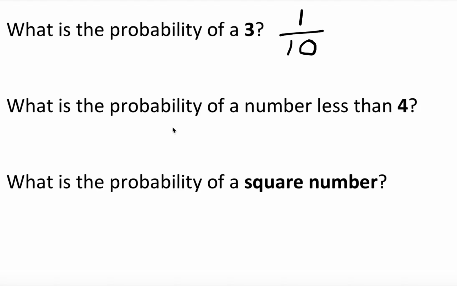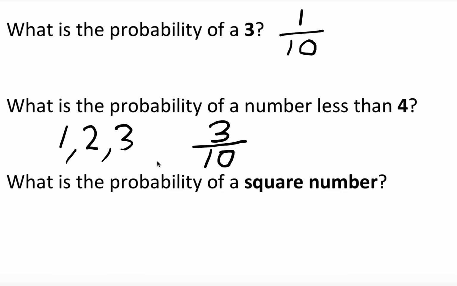So, how many numbers on a 10-sided dice are less than 4? 1, 2, 3, 4 is not less. All the rest are bigger than 4. So there's only three numbers that you can get less than 4. So again, it'll be 3/10, because you can only get numbers 1, 2, and 3. There's only three numbers, and there's 10 in total.